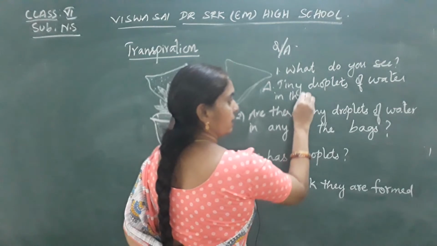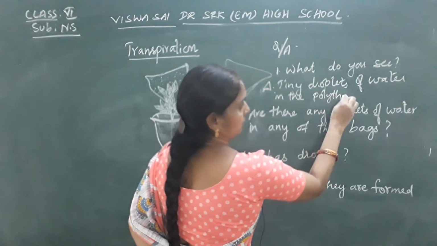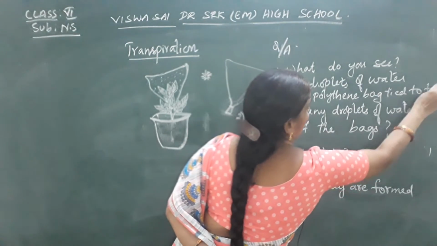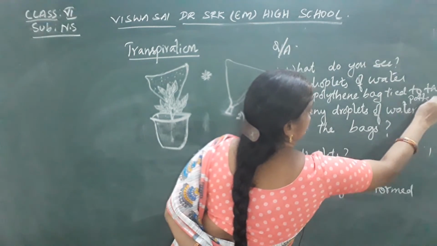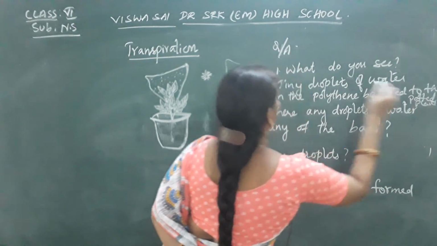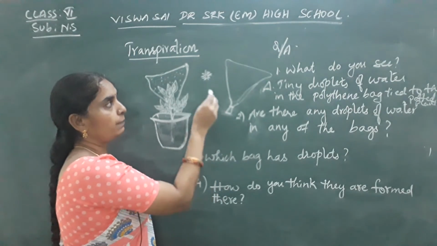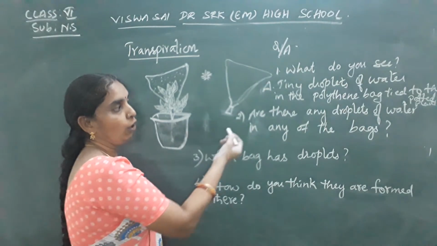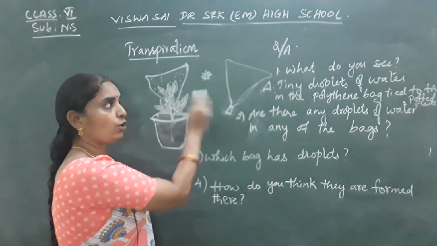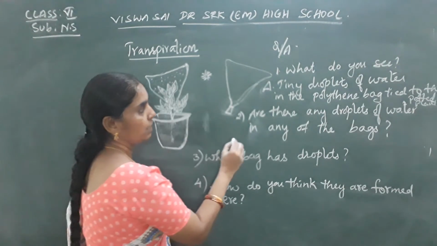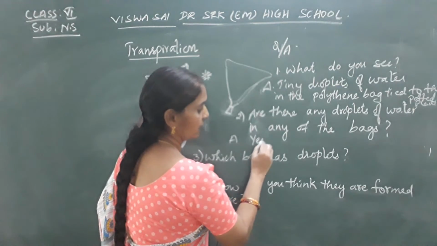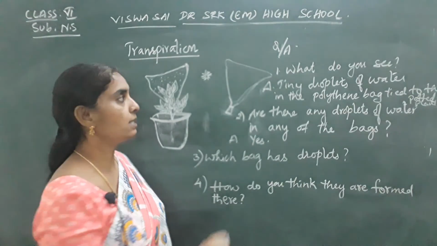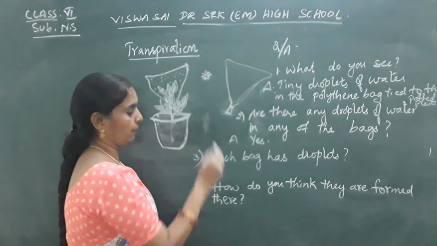Tiny droplets of water in the polythene bag tied to the potted plant are seen here. But did you see any droplets in the other cover that is kept aside? No. Are there any droplets of water in any of the bags? Yes, in one of the bags you have seen the tiny droplets of water. Which bag has the droplets? The polythene bag tied to the potted plant.